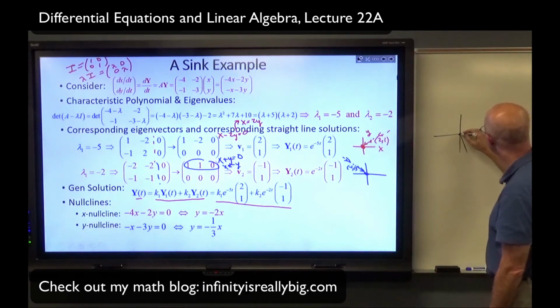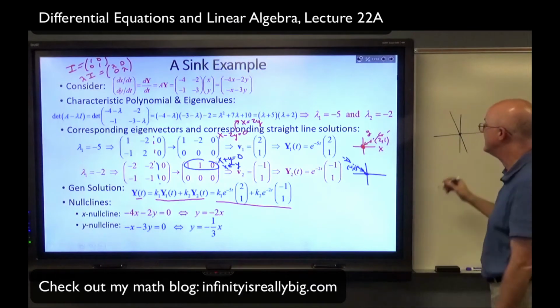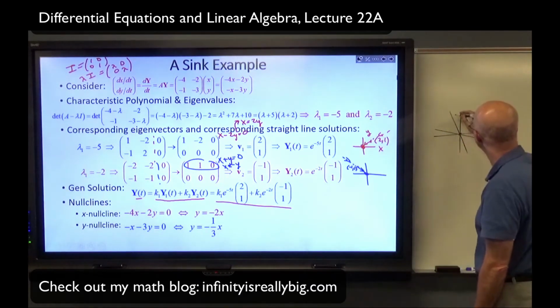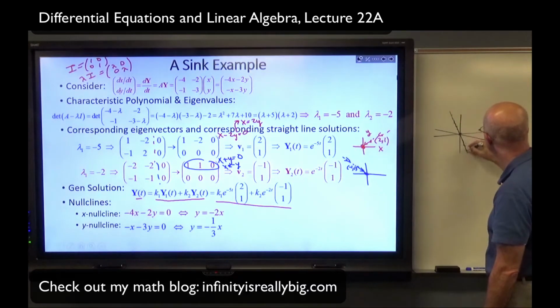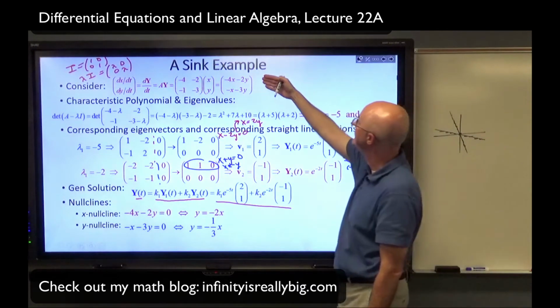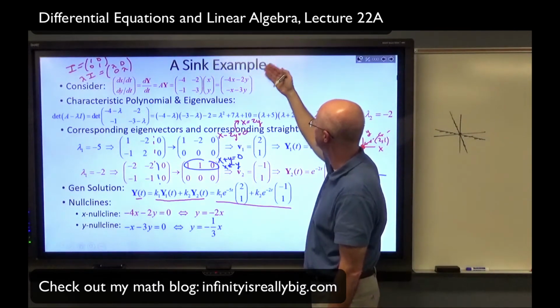The x nullcline has a slope of -2. The y nullcline has a slope of -1/3, say about like this. You got to cross the x nullcline vertically and the y nullcline horizontally. Which direction do solutions go? You need to think about the signs of these quantities when x and y take on different values.